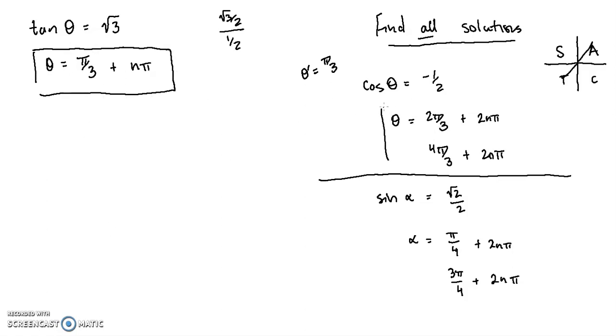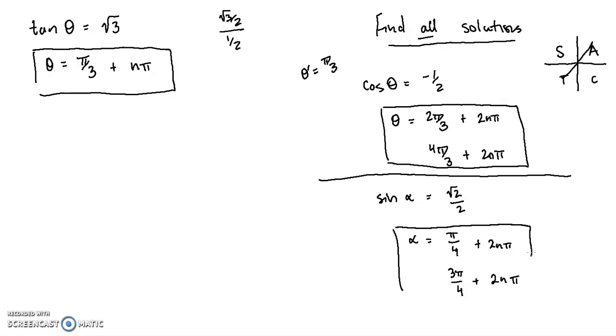Okay, so this is what the solutions look like when you're finding all solutions for sine, cosine, and tangent. And then obviously secant, cosecant, and cotangent would be very similar.